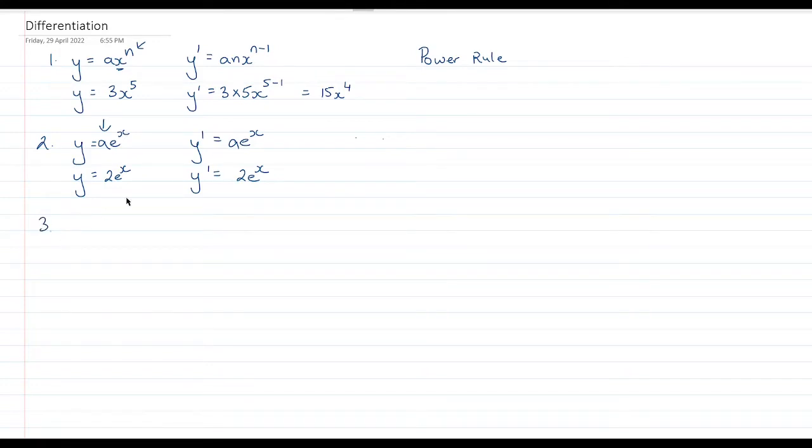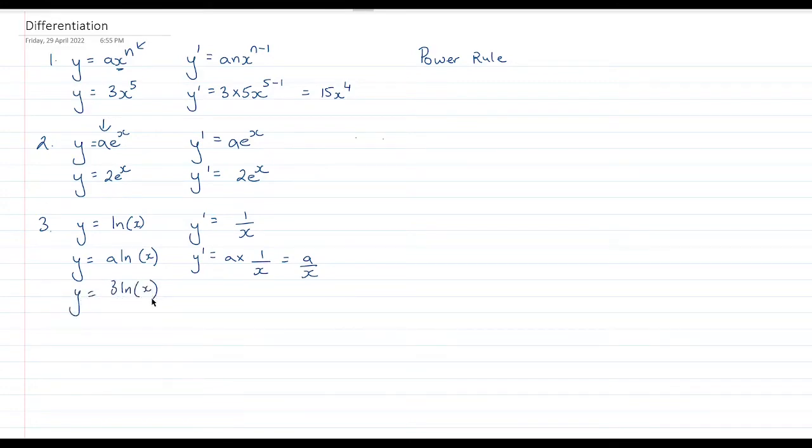The third type of function that we need to know is y equals ln of x. And that derives to 1 over x. So again, if we had a constant in front, where it was a ln x, its derivative would just be a times 1 over x, which is a over x. So for example, if y was 3 ln x, the derivative would be 3 over x.